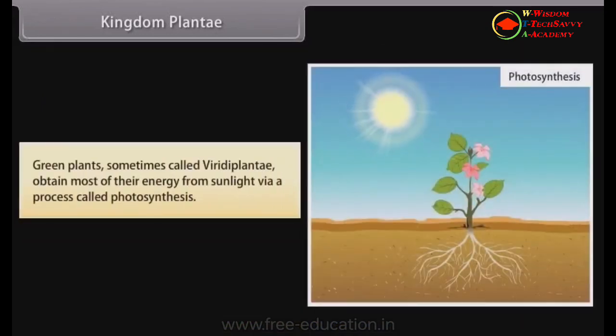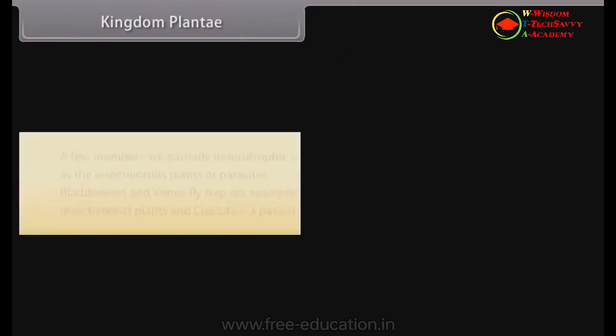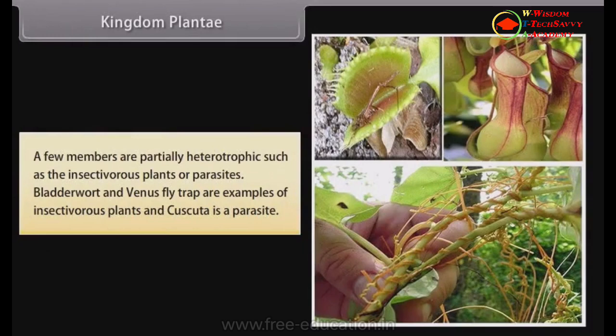Green plants, sometimes called Viridiplantae, obtain most of their energy from sunlight via a process called photosynthesis. A few members are partially heterotrophic, such as the insectivorous plants or parasites. Bladderwort and Venus flytrap are examples of insectivorous plants, and Cuscuta is a parasite.